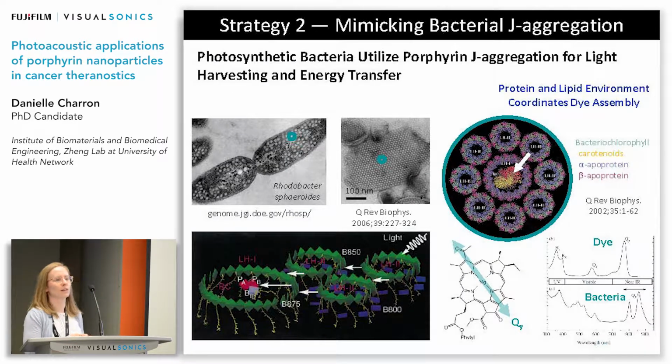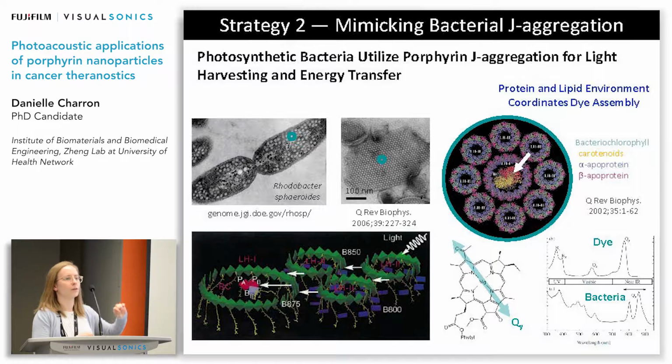How do we shift a porphyrin absorption spectrum? So we looked at nature, and specifically photosynthetic bacteria. This is an electron micrograph of Rhodobacter sphaeroides. It's a purple bacterium. They live normally in hot springs, that kind of area.